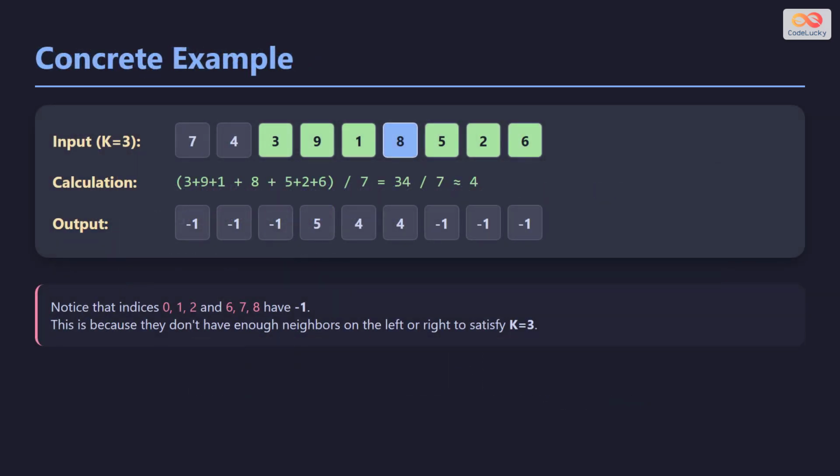Let's look at an example where k is 3. If we focus on the number 8, we look at the 3 numbers to its left and the 3 numbers to its right. We sum all these 7 numbers up and divide by 7 to get the average. However, notice that the first few and last few indices in the output result in -1 because they don't have enough neighbors.